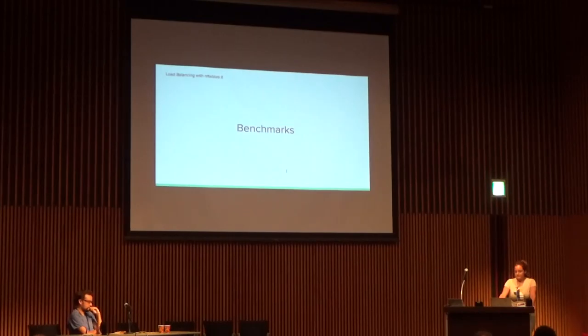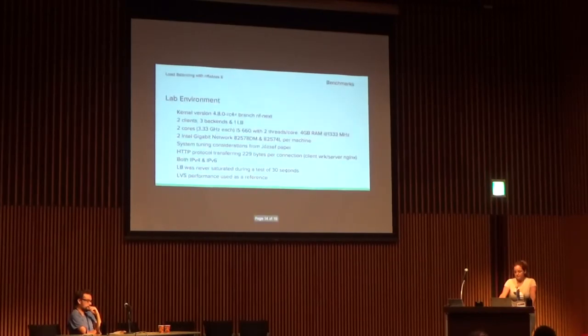And here we are going to present some benchmarks that we made in our lab environment. So we used a kernel version 4.8.0-rc4, next branch, with two clients, three backends and one load balancer, each machine with two cores of 3.33 GHz each, i5, with two threads per core, 4 GB, two Intel NICs per machine, and some system tuning considerations from the Joseph paper. We are going to test the HTTP protocol.